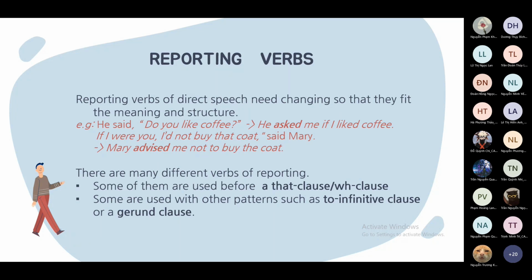There are many different reporting verbs. Some of them are used before a that clause or WH clause. Some are used with other patterns, such as to-infinitive clause or gerund clause. So we have given you some of the common ones in our handout that had been sent to you on Zalo. So can somebody please read out some of the reporting verbs?